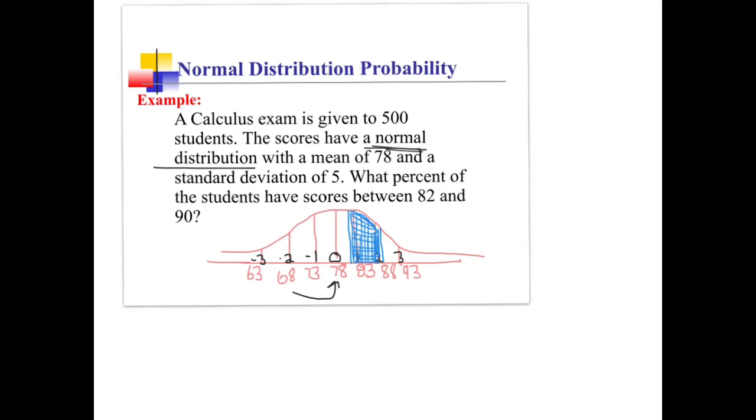So I've shaded the area in question here. So to answer this question, we need to know what the area is. And once we find out what the area is, we will know the probability of students scoring between an 82 and a 90. But what we're going to do is do it on the calculator. So here goes.